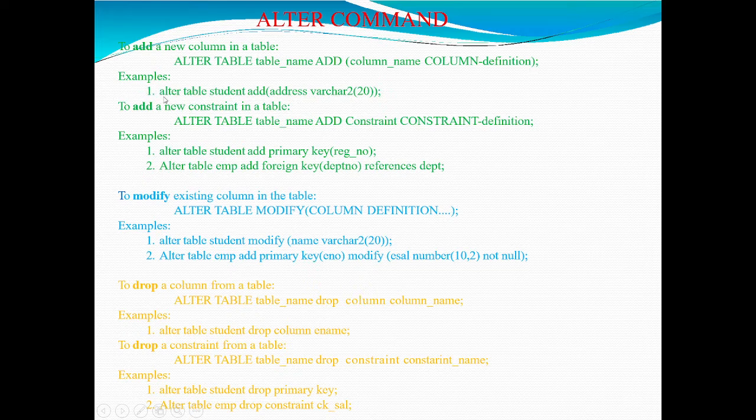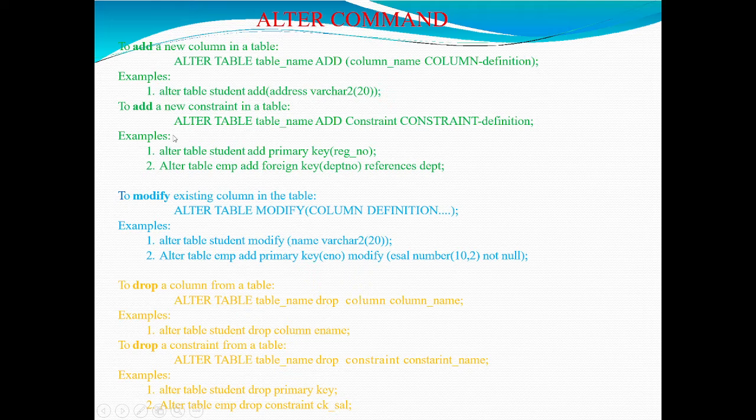So see here, I have altered the table called student, and in that table I have added a column called address. So see, alter table student add, and then I started the braces and I started defining the column. The column name is address and its data type is varchar2 of 20. Close the braces, semicolon.